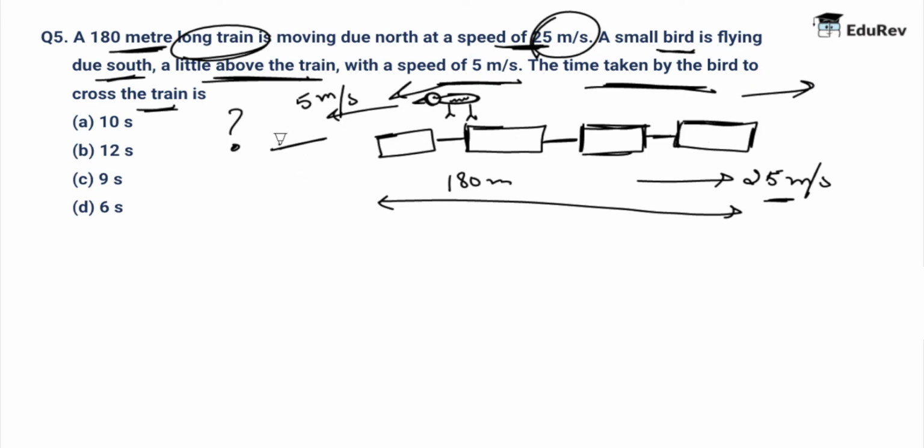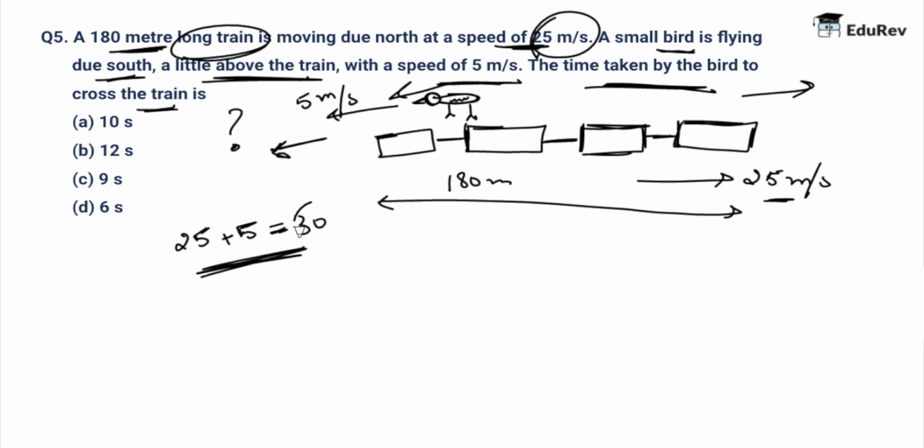Now we have to find the time taken by the bird to cross the train. So let's work on it. Both the train and the bird are moving in opposite directions, hence the net speed is going to be 25 plus 5, that is 30. So we have to add the speeds. This is going to be the net speed.